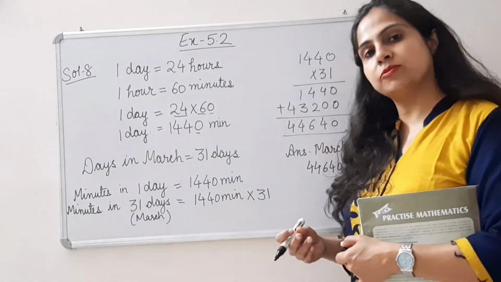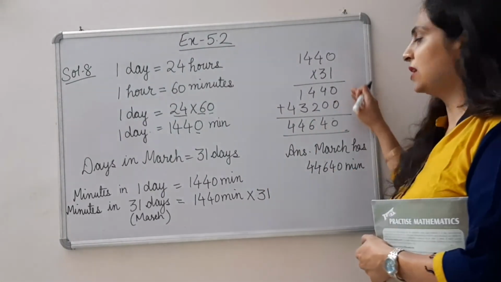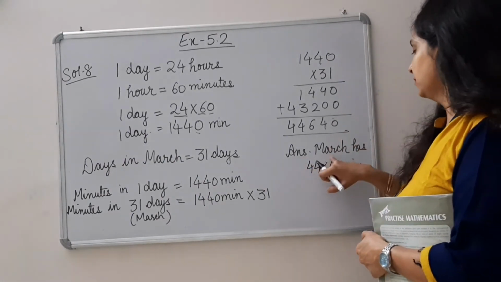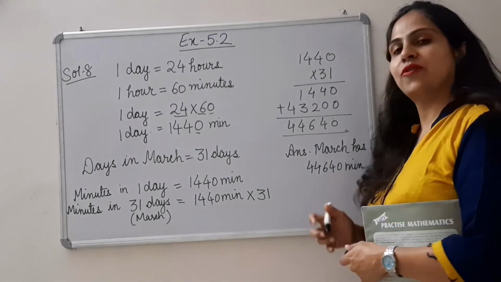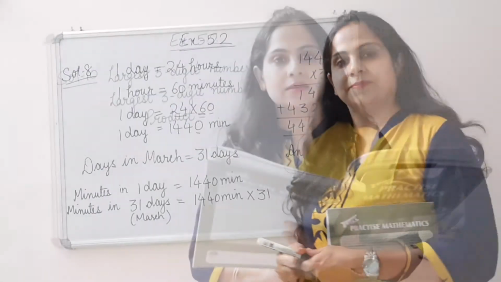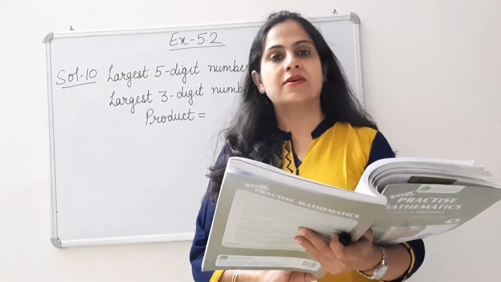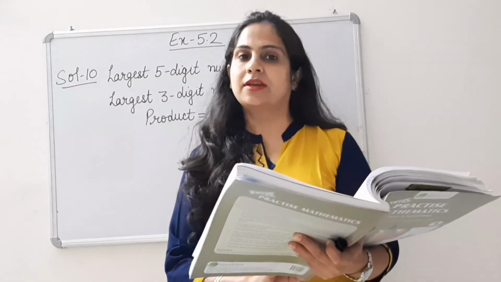And you all know how to multiply. In so many questions we have done multiplication. So this multiplication you will do yourself and your answer will be, March has 44,640 minutes. Question number 10 is, find the product of the largest 5-digit number and the largest 3-digit number.